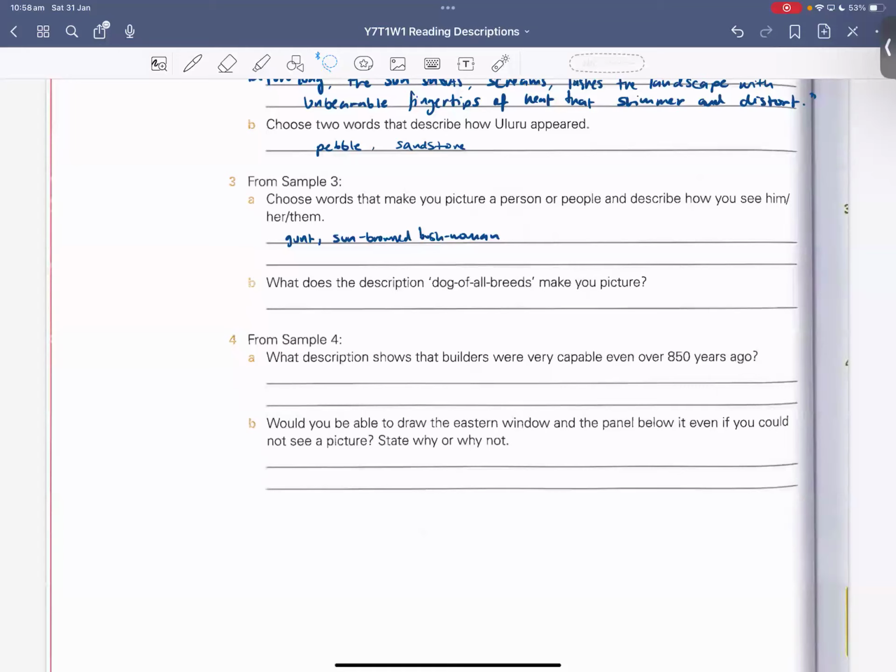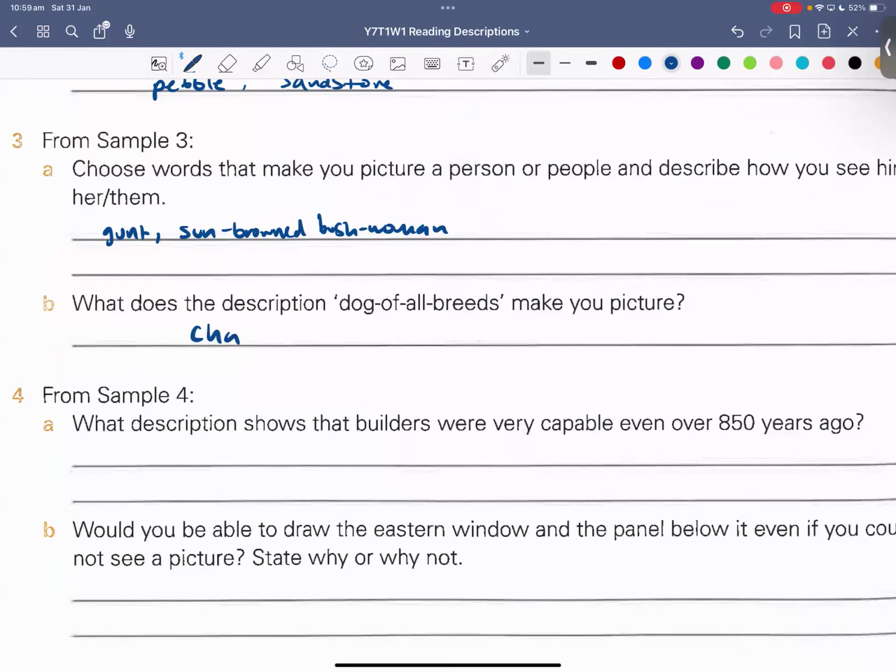So what does a description of "dog of all breeds" make you picture? Like a dog that's kind of multicolored. Yes, white, but think about it in the context of the story. The story is very harsh. Maybe it has the ferociousness, or is way too crazy, that they have all the features of every single dog. Yeah, high energy, strong. They have so many features. It's chaotic. So it makes you think chaotic, strong, energetic.